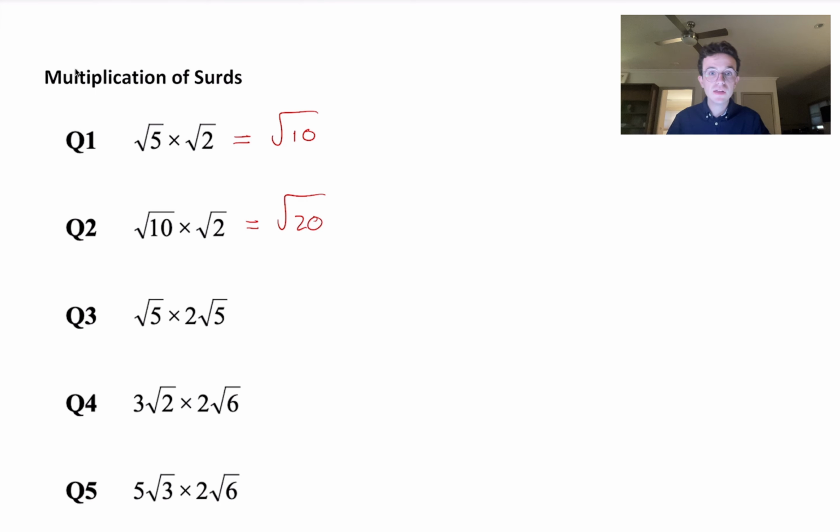But this would not be accepted as a fully simplified correct answer. When we're working with surds, our answer must be fully simplified. And the square root of 20 can be simplified. To simplify that, we have to ask ourselves, is there a square number that goes into 20? In fact, there is. It's the same as 4 times 5. And the square root of 4 is 2. So 2 root 5.